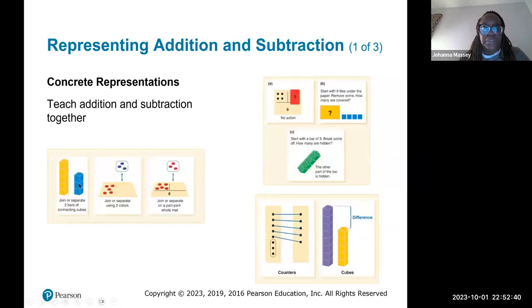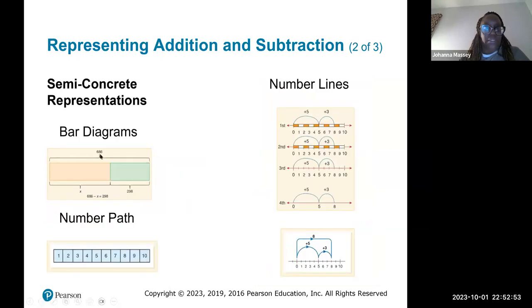Start off with cubes and counters and things that they can manipulate so that it can be meaningful, because they need the concrete before they go to the abstract. Concrete, model, abstract. And so there's your semi-concrete. They got a bar diagram.